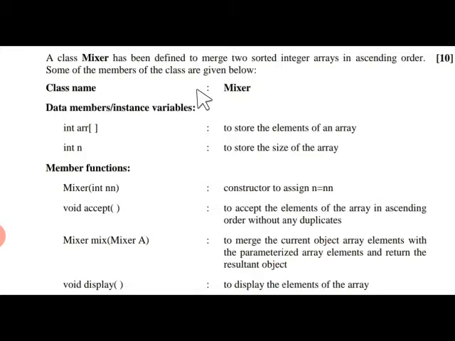Class name Mixer, data members: one integer array, int arr[], to store the elements of an array. After that, int n to store the size of the array. So it's quite easy. Now after that, member functions. First one is Mixer. You can see the same name as the class, so it's definitely a constructor, and a parameter int nn is here, so it's a parameterized constructor to assign nn to data member n. So this expression will be there.